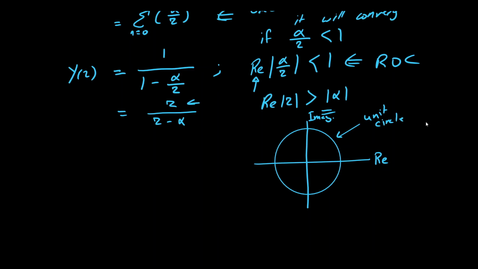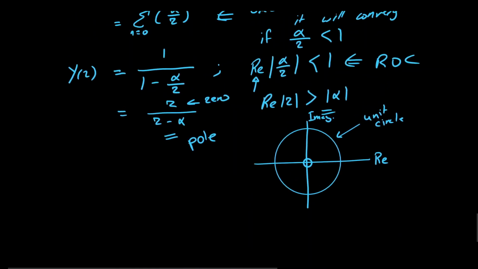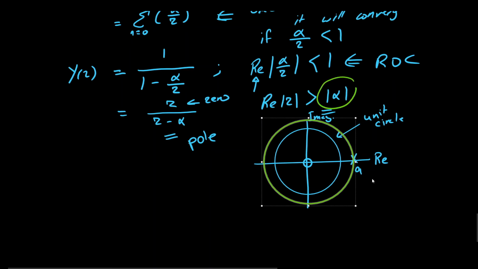So we have a 0 at the origin, which is over here, and then we have a pole at alpha. But in the statement we have said that alpha is greater than 1, so hence this was a unit circle, so we have a value of alpha which may be over here. So this is our alpha, so the absolute value of alpha.